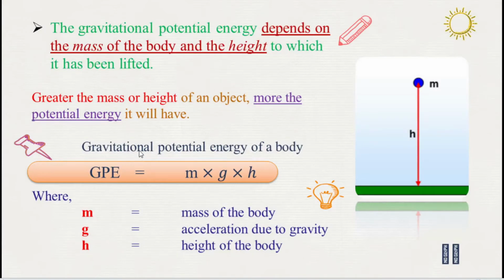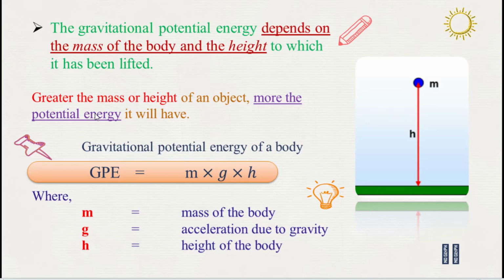Students, the gravitational potential energy depends on two factors: one is the mass of the body, another one is the height. So gravitational potential energy depends mainly on these two factors when an object is lifted against gravitational force. Greater the mass or height of an object, the more the potential energy. Simply, if the object's weight is very high, the gravitational potential energy is also very high. Sometimes, when an object is placed at a very great height, then also the object has very high potential energy.